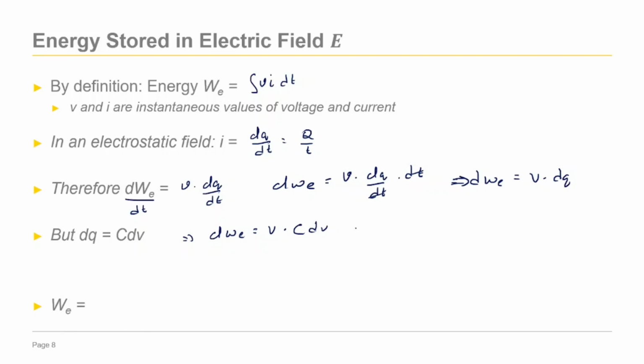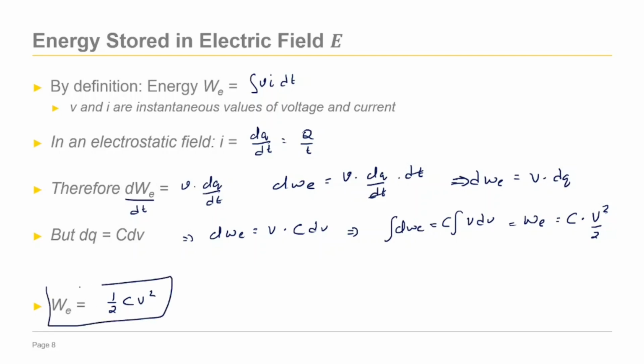And if we just go ahead and integrate this expression on both sides, integral dWe is going to be integral C times V dV, because C is going to be a constant. So we will have energy equal to C times the integral of V dV, which is V squared by 2. In turn, our energy is going to be 1 by 2 CV squared, which is a very important relation: the energy in a capacitor is half CV squared.